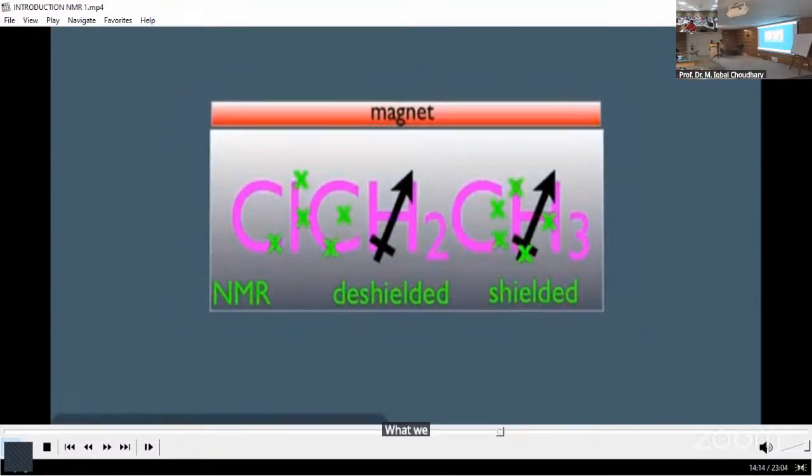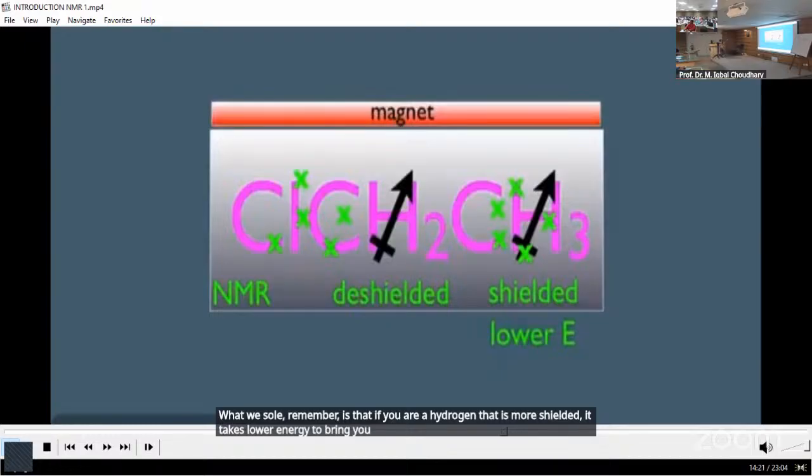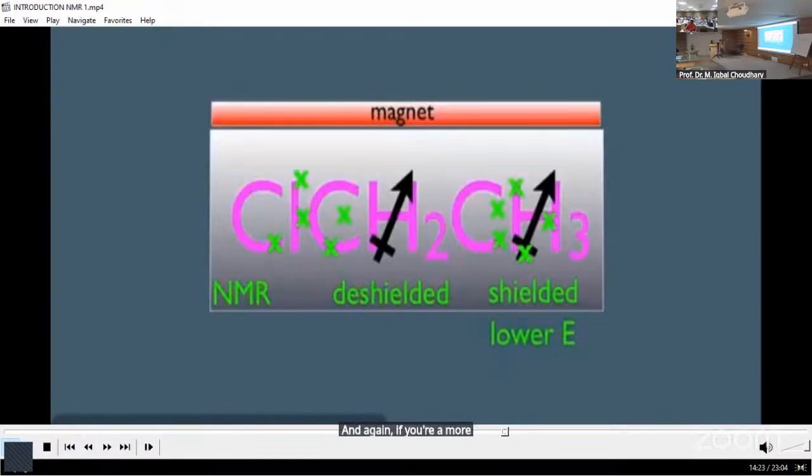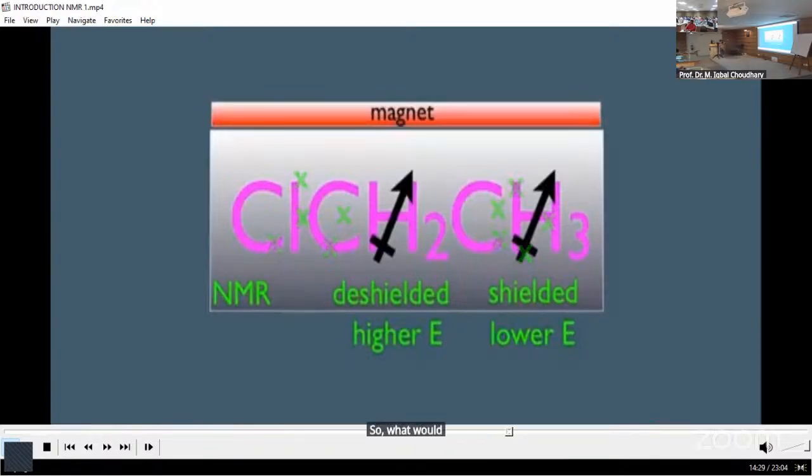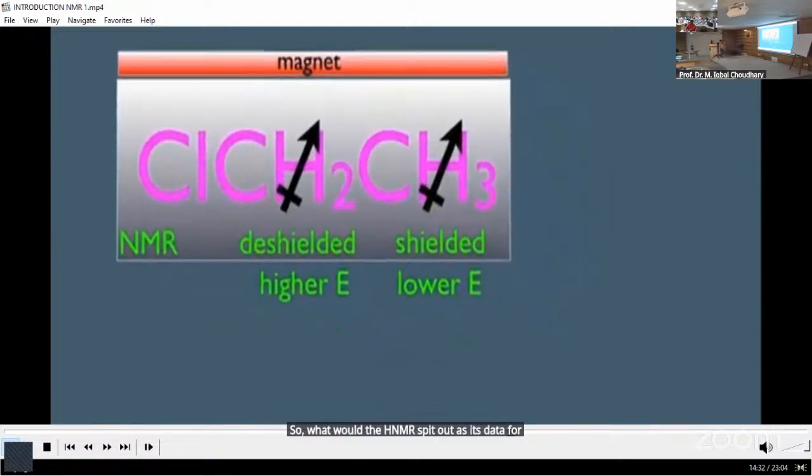What we saw, remember, is that if you are a hydrogen that is more shielded, it takes lower energy to bring you into resonance. And again, if you're a more de-shielded H atom, then it takes a higher amount of energy to bring you into resonance. So, what would the NMR spit out as its data for this sample molecule?